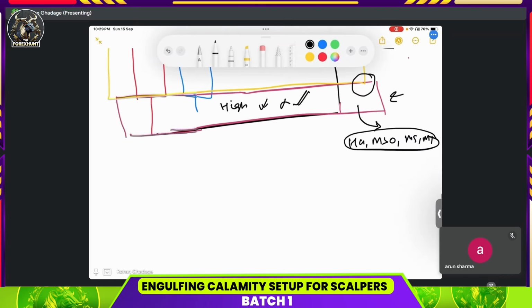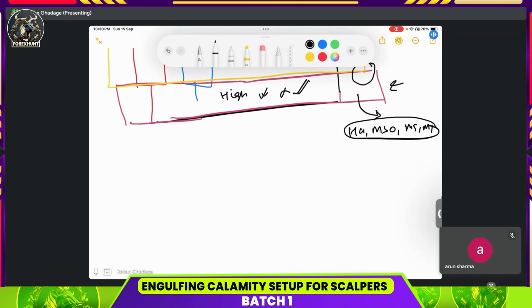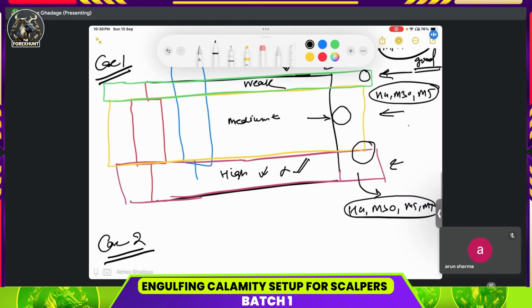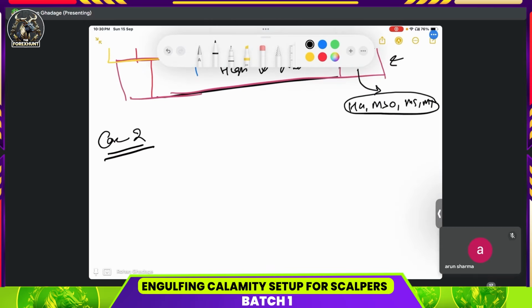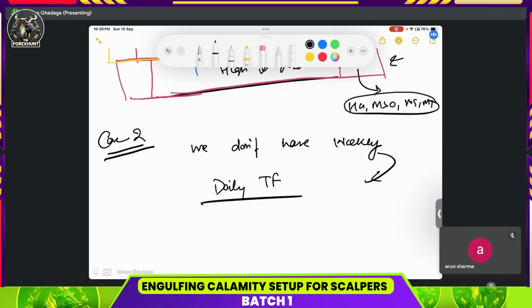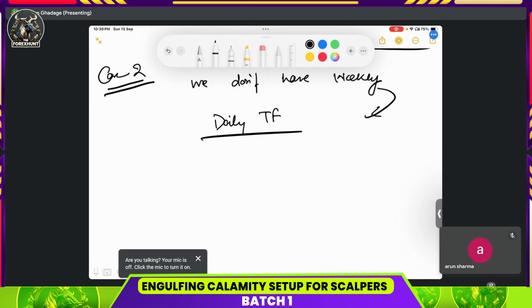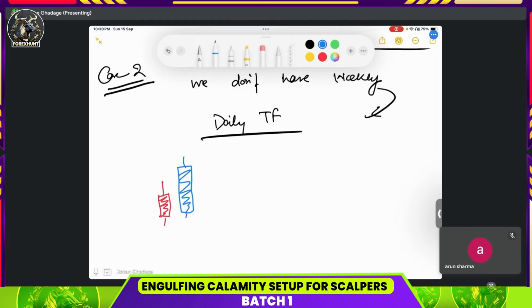Okay, sometimes you don't have a weekly working bar. This is case 2. This is our case 1. Okay, I hope case 1 is totally clear to all of you. Now we have case 2. What is case 2? Simply, if we don't have weekly, what will we do? We will move to the daily time frame. Okay, guys, same formula, same thing. Daily engulfing like this. This is my red candle. This is my blue candle zone.